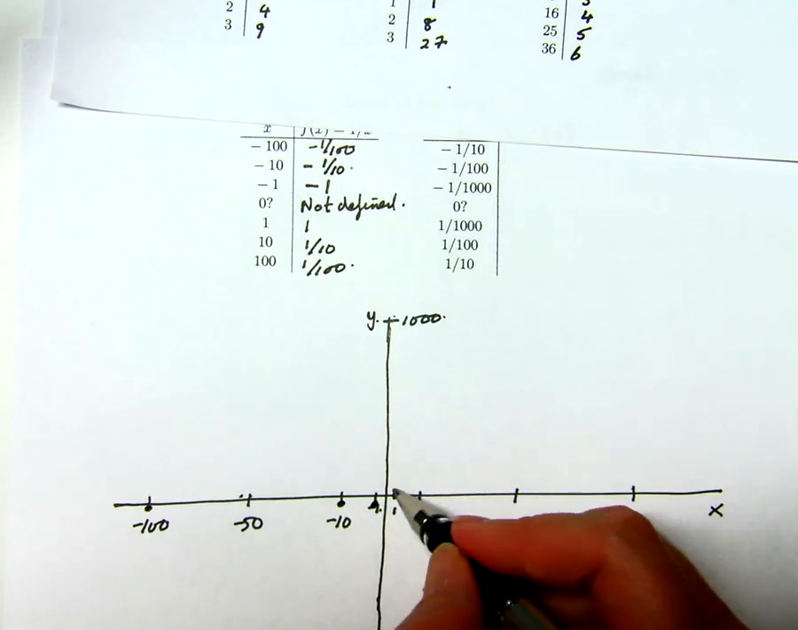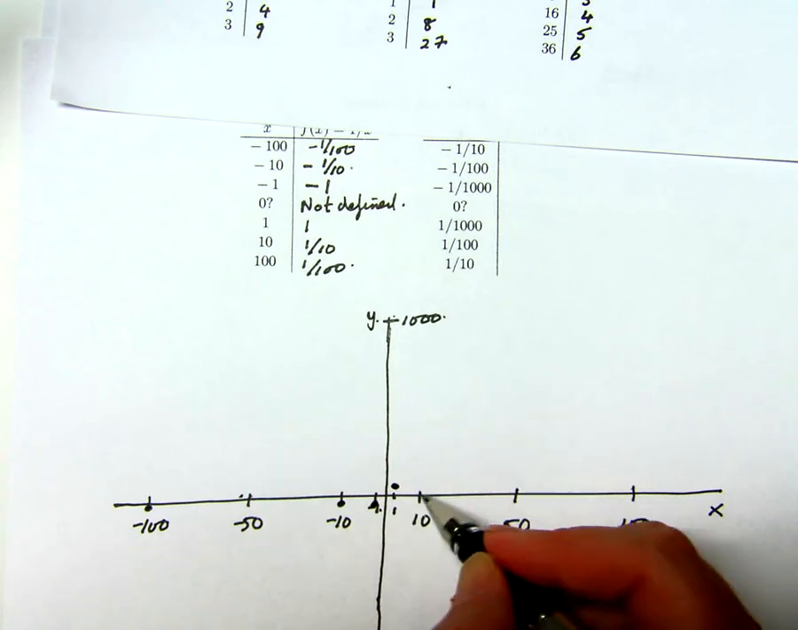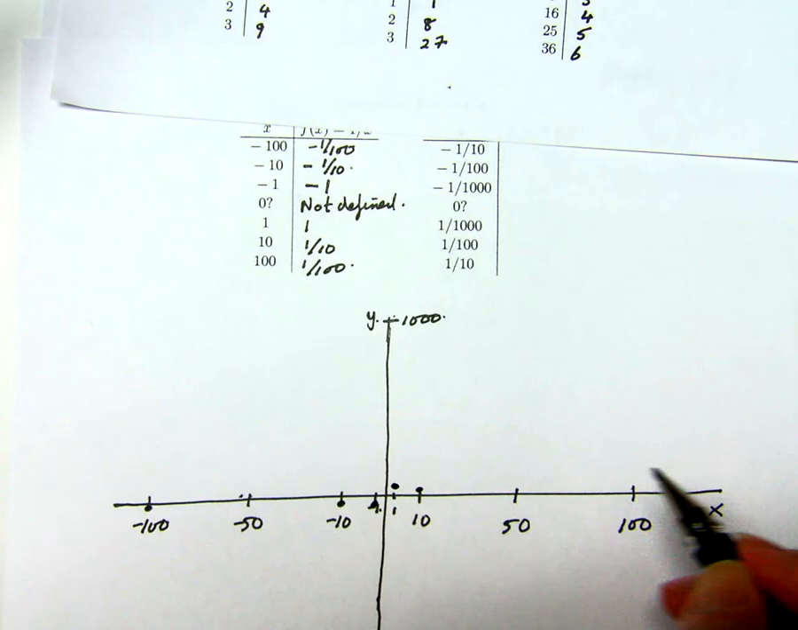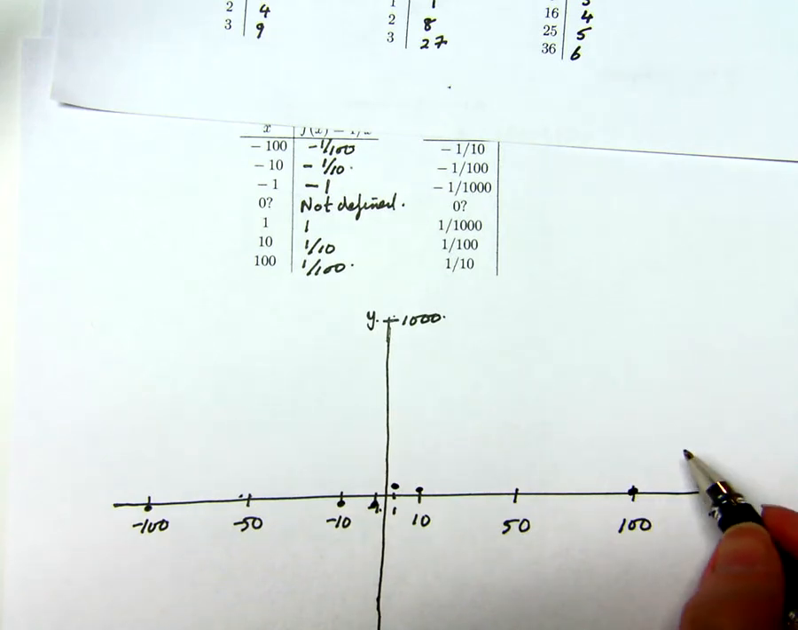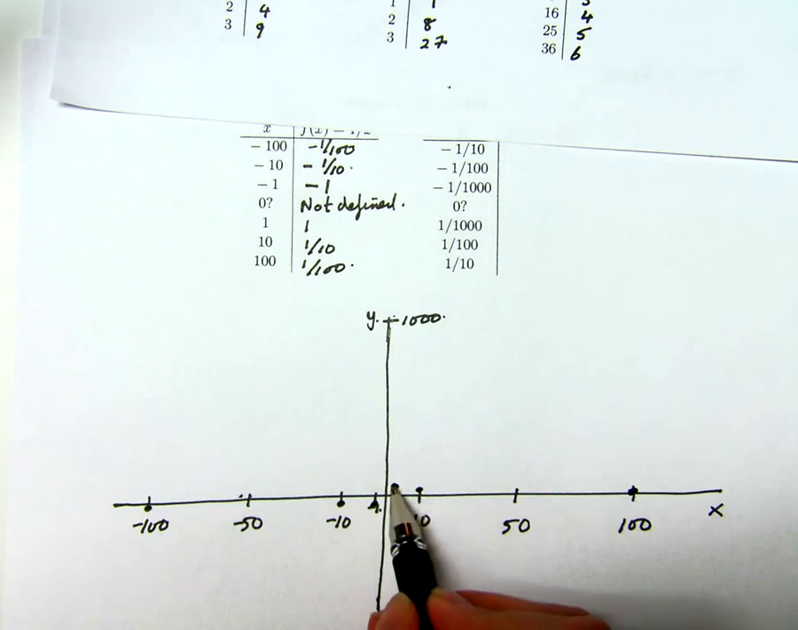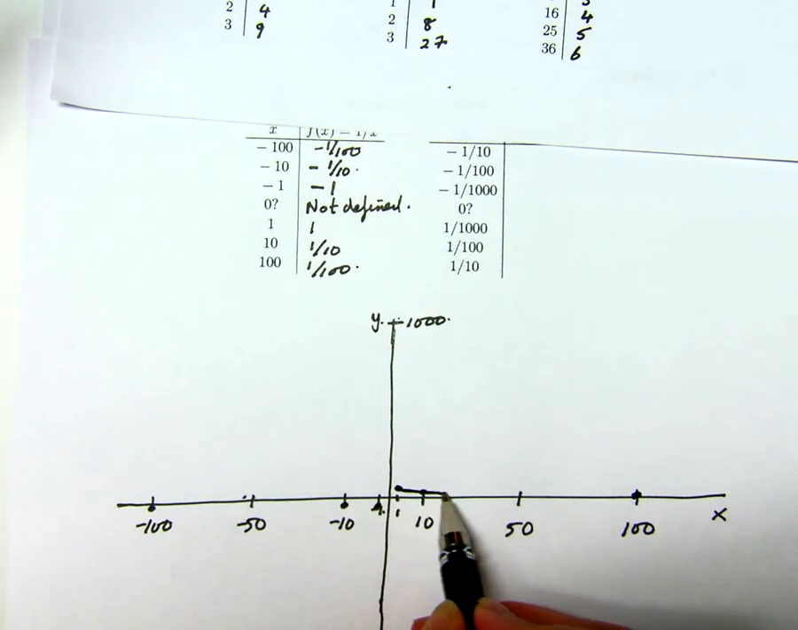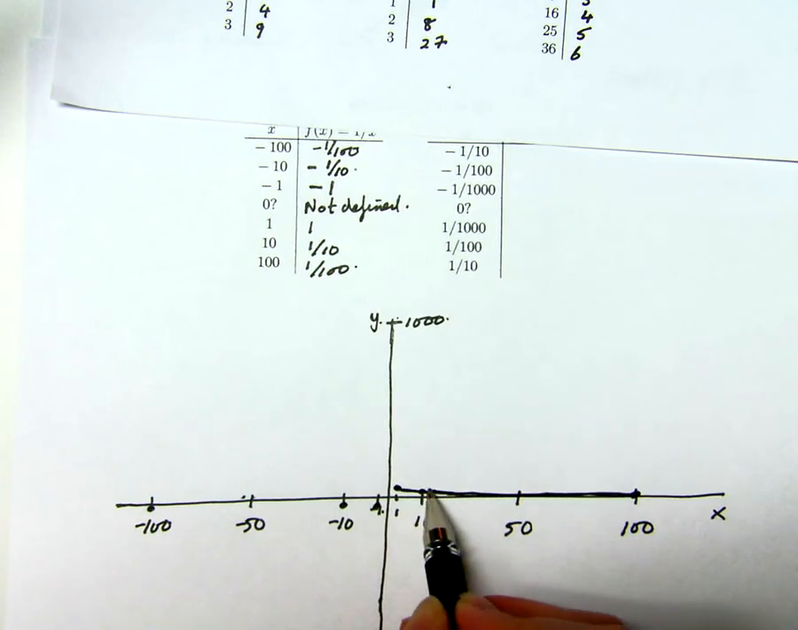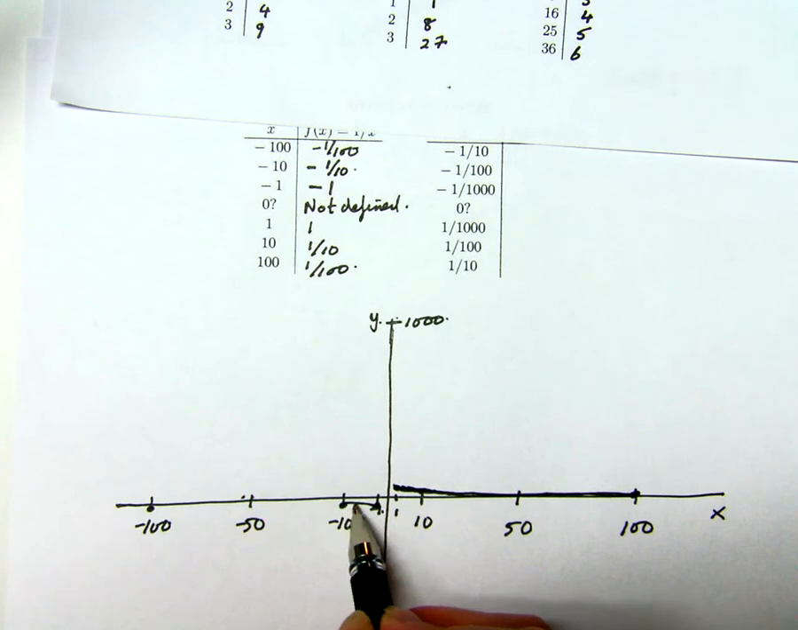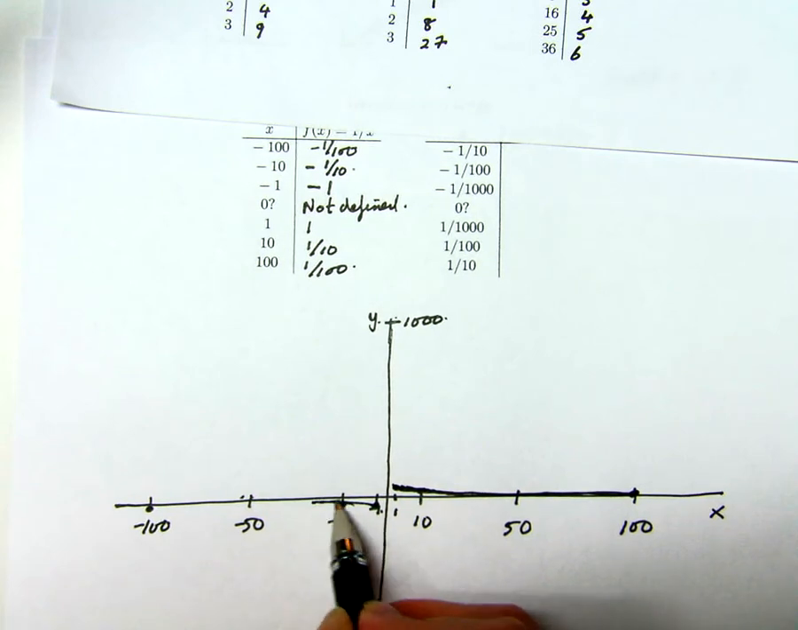Then we have 1, 1. 10, 1 over 10, and 100, 1 over 100. So it's very, very close to the x-axis there. So far, our picture, our join the dots picture looks like this. This thing is getting very close to the x-axis as we move away from the y-axis.